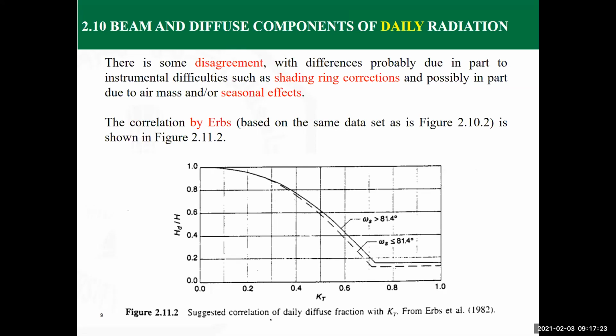And he has made a classification of the readings based on the sunset angle. You can see here the sunset angle, which is WS. For WS greater than 81.4, you can see the upper figure, whereas the lower figure would apply for WS less than 81.4. And we have an equation for calculating the sunset angle that we have covered in chapter 1 as well.